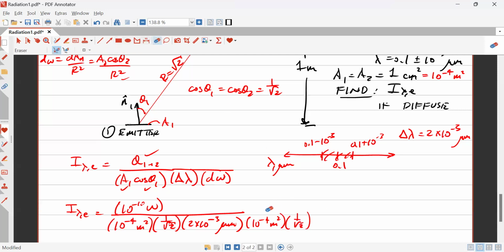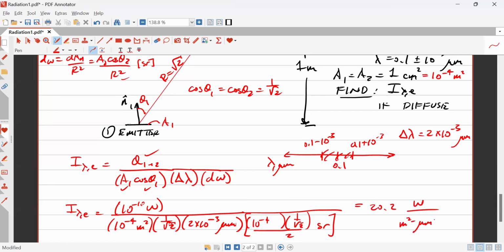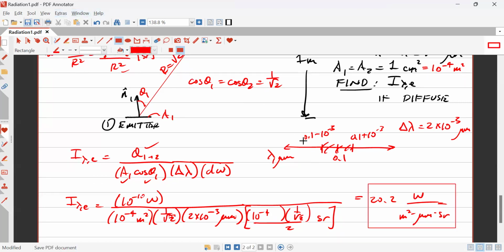Actually, I'm going to get rid of the meter squared because we know that collectively all of this has to have units of steradians. So we'll say 10 to the minus 4, 1 over square root of 2, all divided by 2 steradians. And when you plug all the numbers in, what you should get is 20.2 watts per meter squared micron steradian. And that's it.